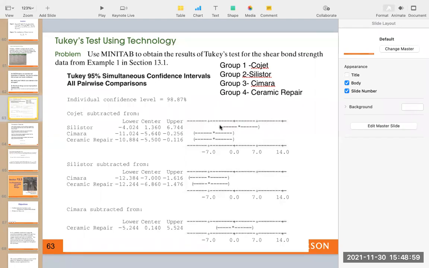So see how they put the little parenthesis right where -4.024 is, and then they put a parenthesis here right where 1.3 is on the number line. Oh, the center is 1.3, the upper is 6.7. I'm sorry, this is actually 6.7. That makes my numbers okay. Sorry. So this is the lower, center, upper.